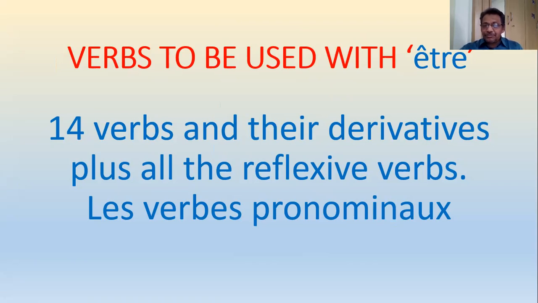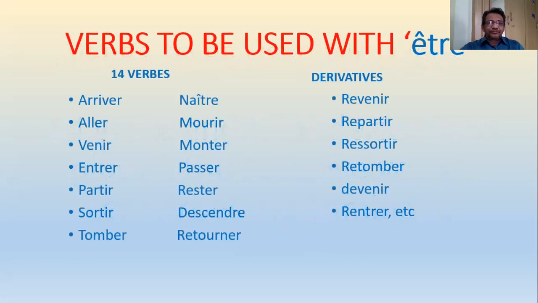And what is the third group? The third group is the reflexive verbs. With these verbs only, être is used as the auxiliary verb. Now, there are 14 verbs and there are derivatives with which être has to be used as the auxiliary verb. These are the 14 verbs which are used with être: arriver, aller, venir, entrer, partir, sortir. These verbs are conjugated with être.